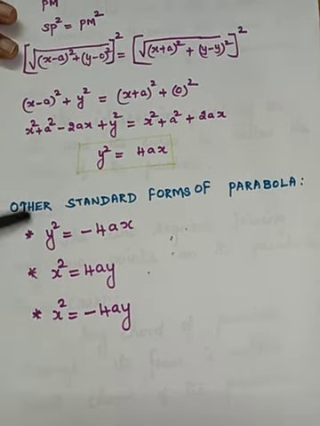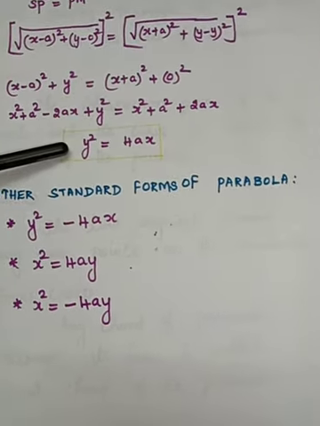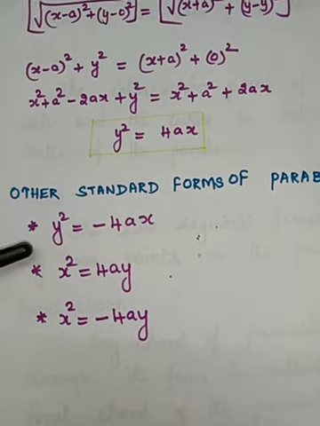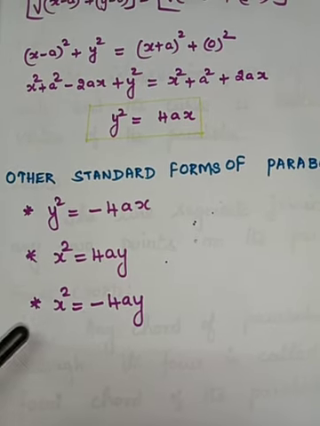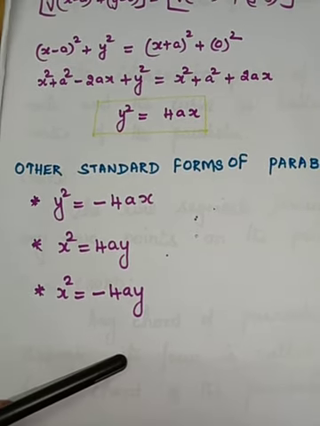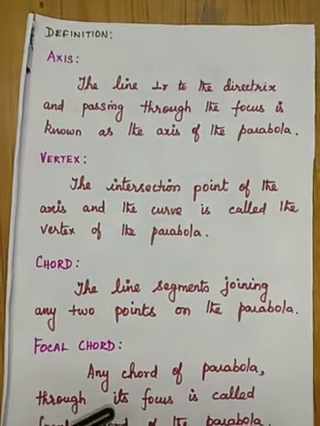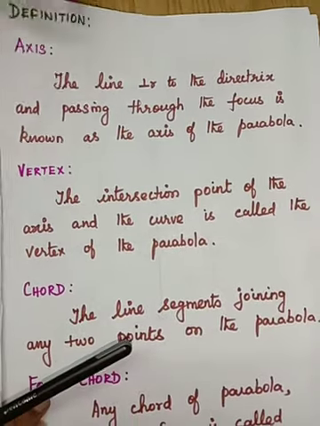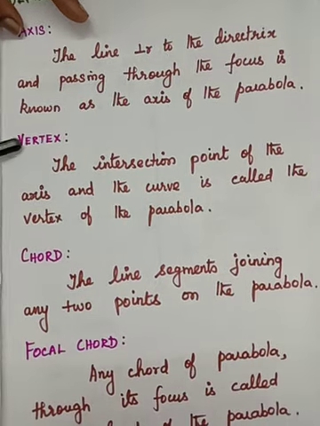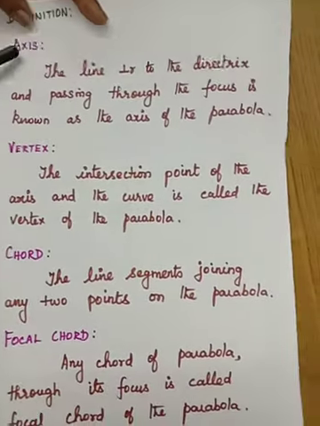There are 4 types of parabola. The equations you have to learn: y squared is equal to 4ax, y squared is equal to minus 4ax, x squared is equal to 4ay, and x squared is equal to minus 4ay. Next, we are going to see some definitions in the parabola: axis, vertex, chord, focal chord and latus rectum of the parabola.